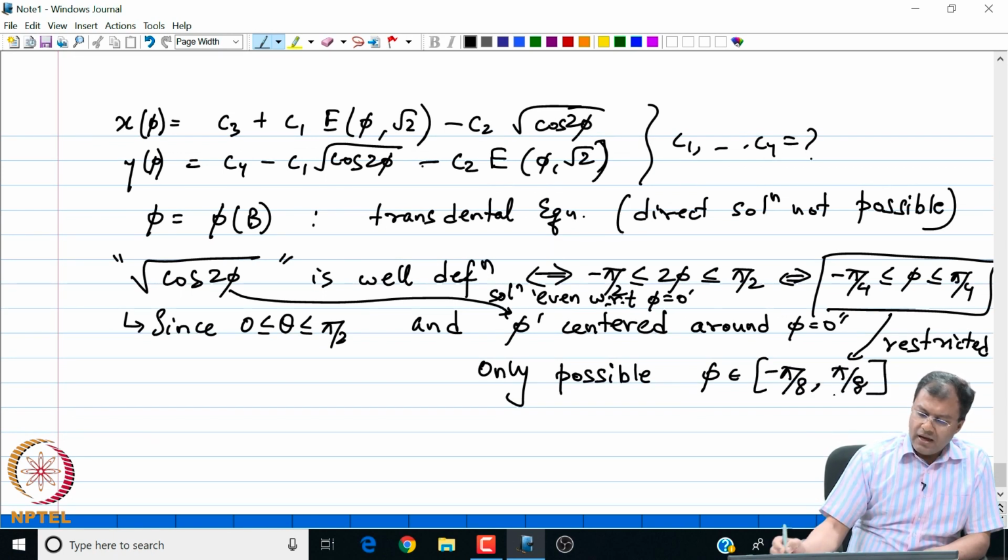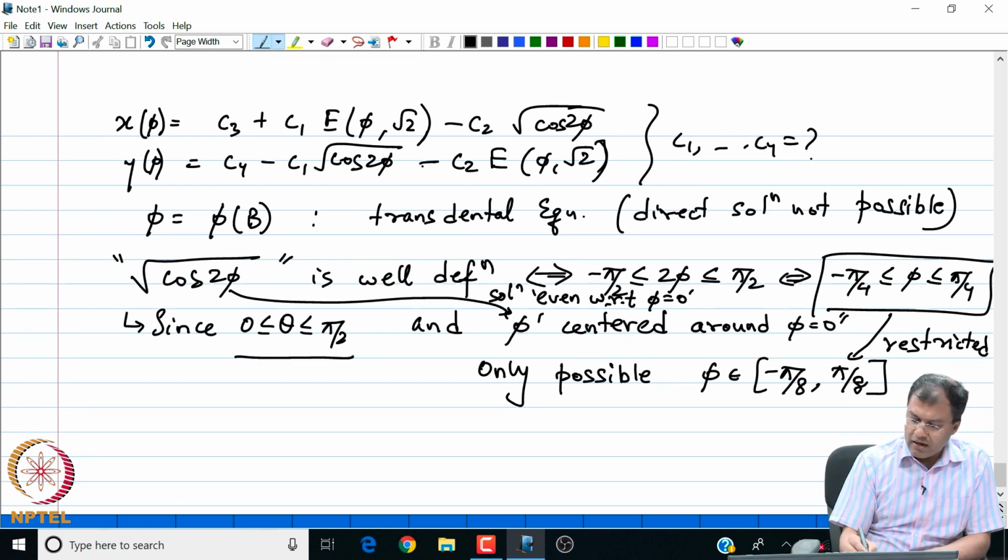Look, we need a range which is centered around 0, but we also have to satisfy the constraint that the original angle theta is from 0 to 2 pi, right. And that is possible when phi has a much more restricted range. Now, all that is left is to evaluate x at pi by 8.